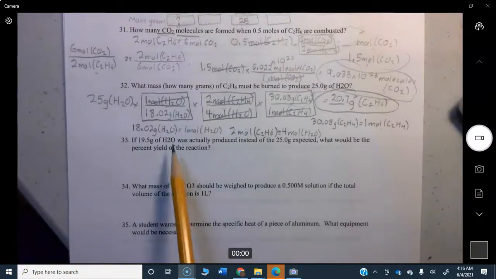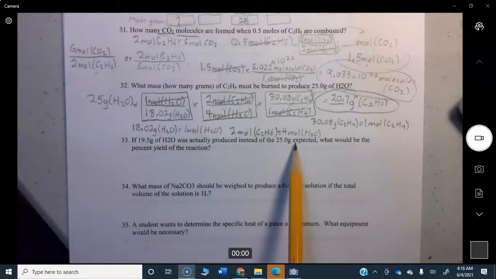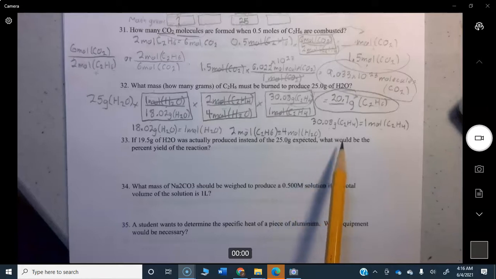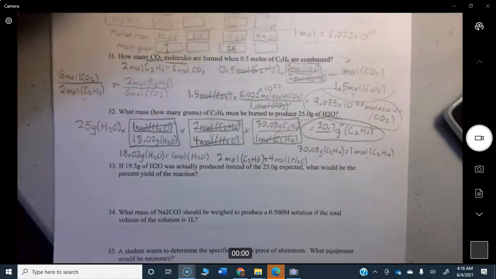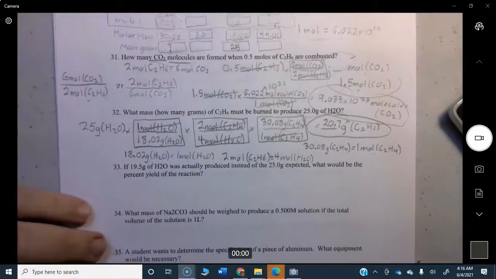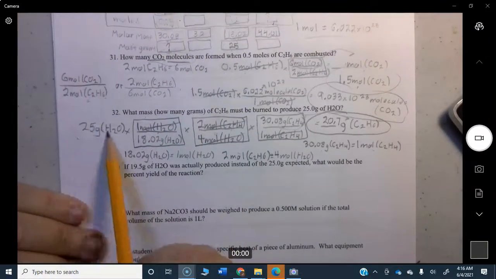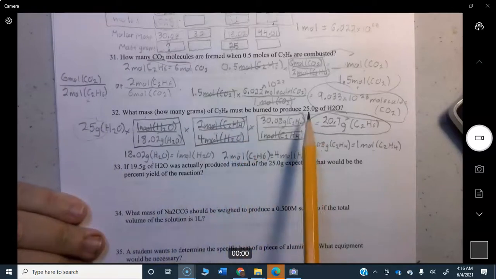Now we've got another one. 19.5 grams of H2O was actually produced instead of 25 grams expected. What would be the percent yield? Okay, so we never did one of these, but it's easy. All right, so we expected 25 grams. That's what the formula said.